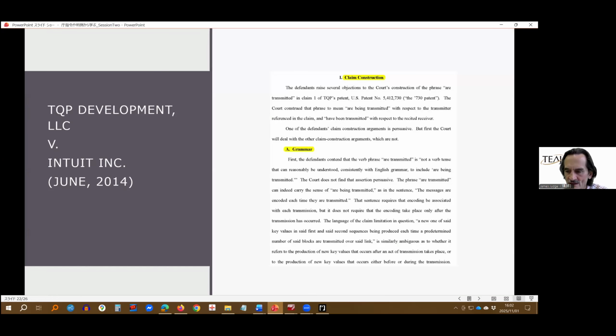And then the last thing I'll talk about just for 2 minutes here is this case. This has nothing, again, to do with Japanese applicants, but it just shows you how important grammar can be in patent lawsuits. And this is from this case, TQP Development versus Intuit. It's fairly recent. It was issued in 2014. I'm not going to read through this, but I would encourage you to read these just 2 pages that I excerpted from this decision. It's interesting.